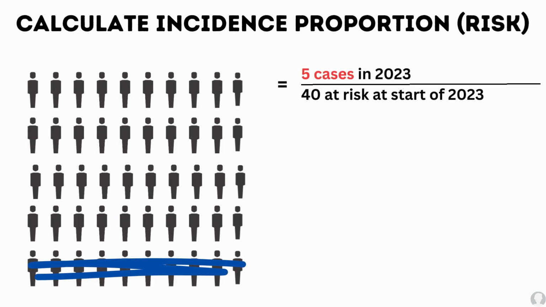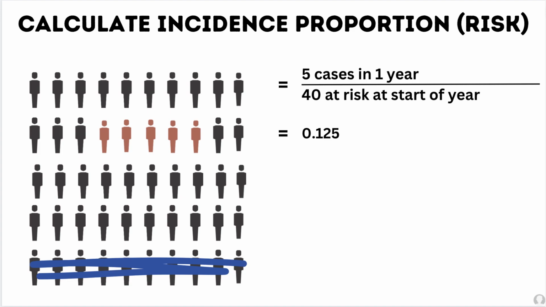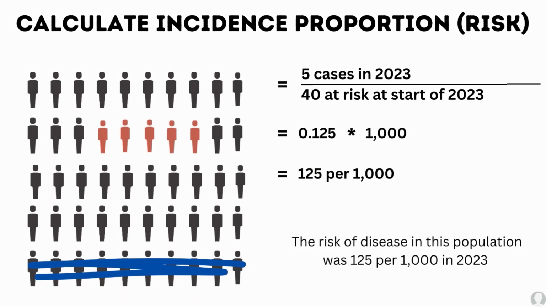Now for the numerator, the number of new cases that occurred in 2023, which was 5. We can do the calculation and get 0.125. We want to express this as a whole number of people. So let's multiply by 1,000 to move the decimal 3 places to the right. This gives us an incidence proportion, or risk, of disease in this population of 125 per 1,000 in 2023.